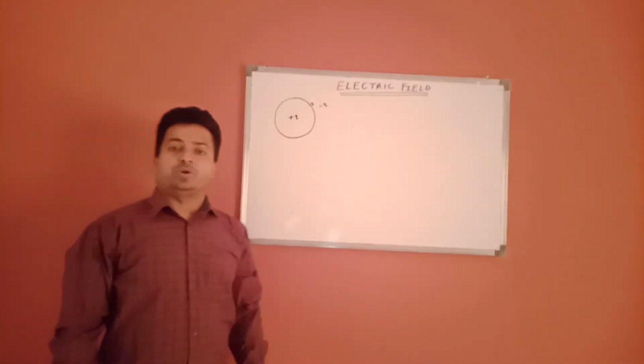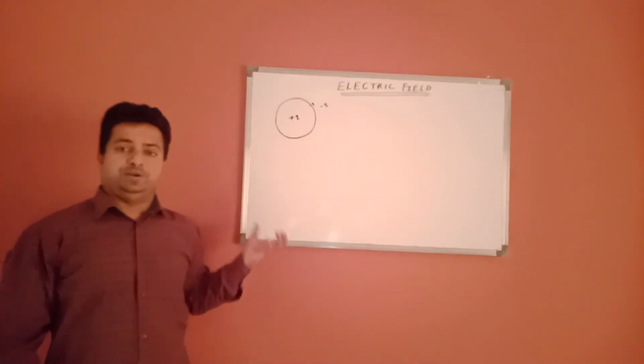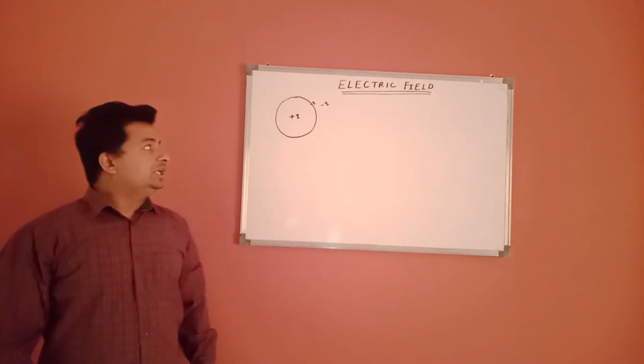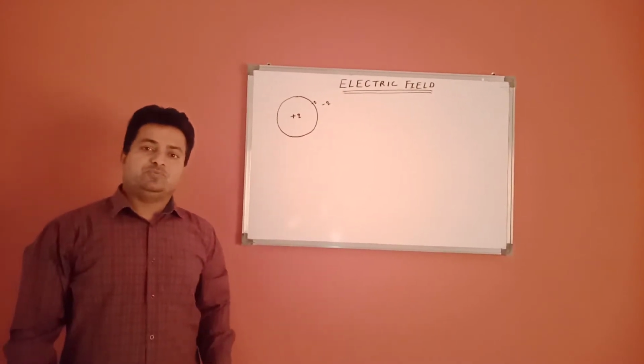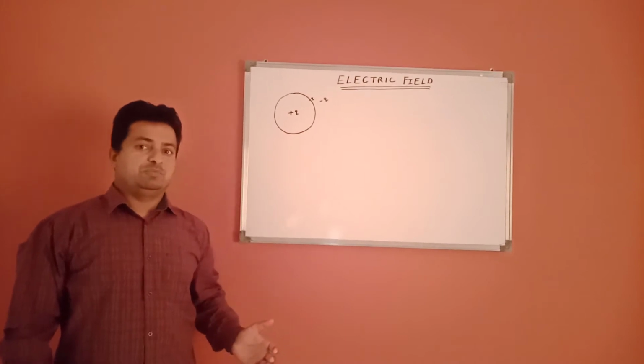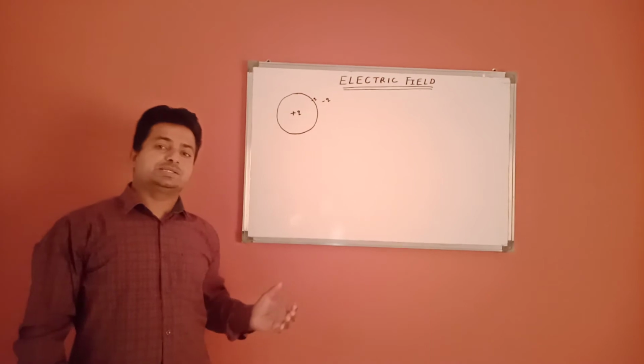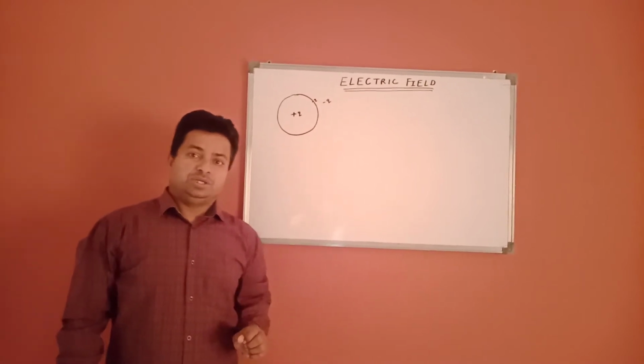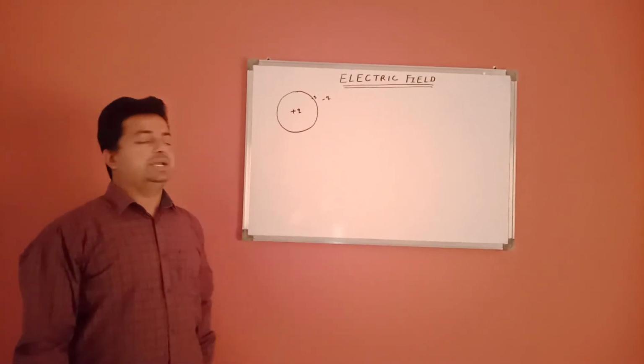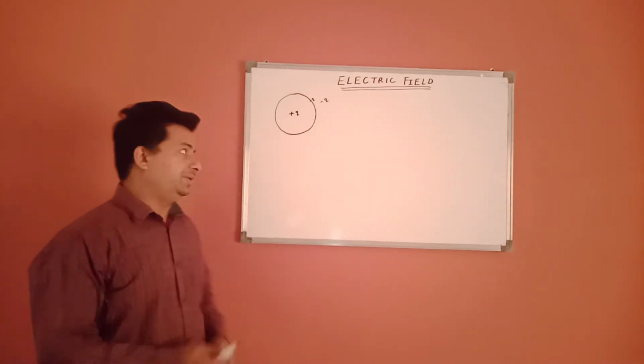Next one is importance. Importance of electric field. Coulomb's law gives only a method to find a force between two charges, but it cannot explain the way in which the two charges exert force on each other. This way was explained by the concept of electric field.